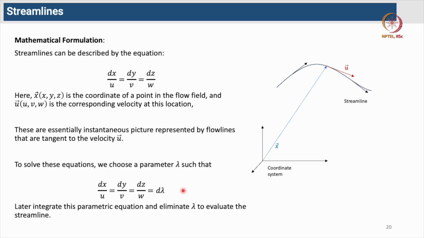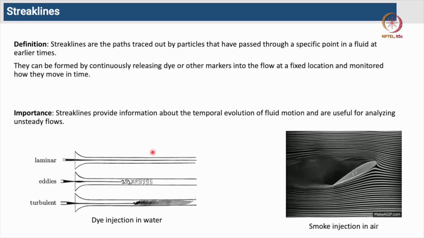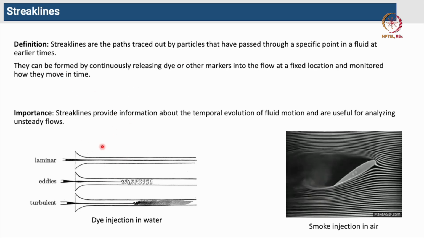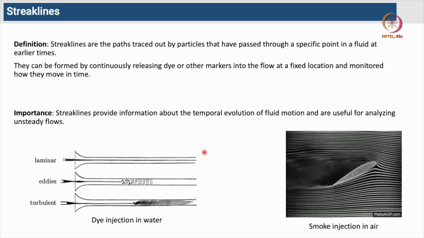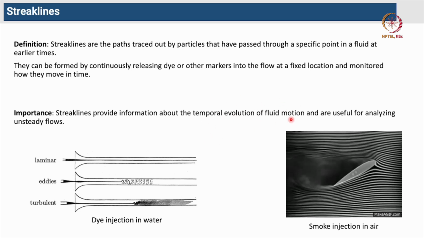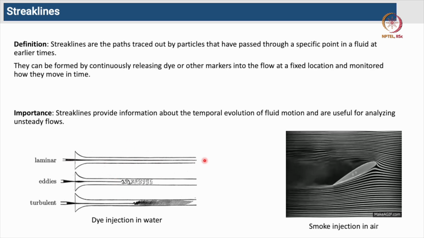To solve this equation, you need to choose a parameter and then later integrate this parametric equation. So streak lines are paths traced by fluid particles passing through a specific point. So if you are monitoring a particular point and you are seeing all the particles, the paths that are traced out by them provide information about the temporal evolution of the fluid field and are very useful for unsteady flows. So for example, this is a laminar flow.